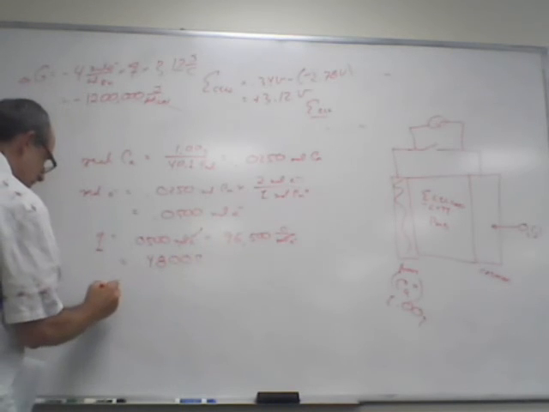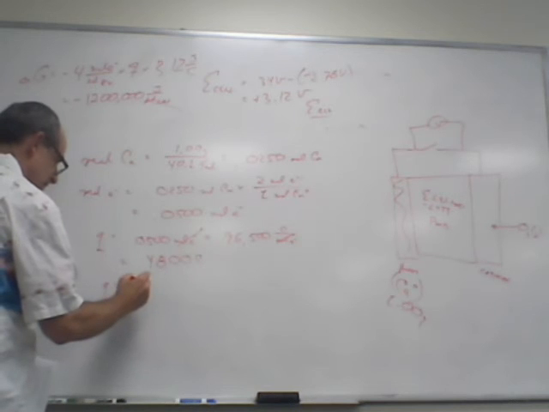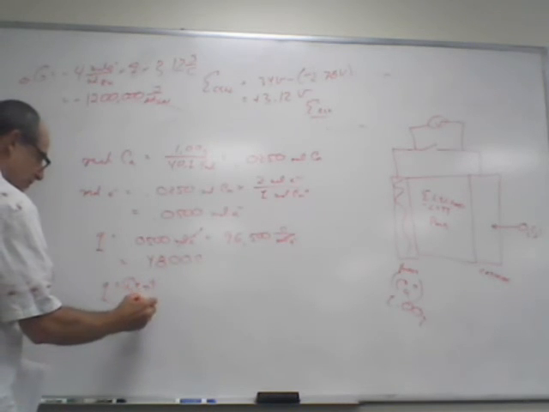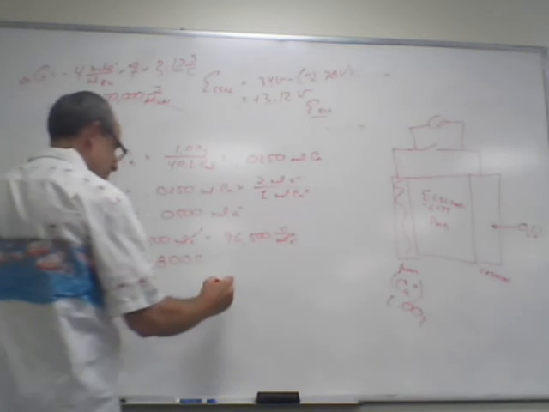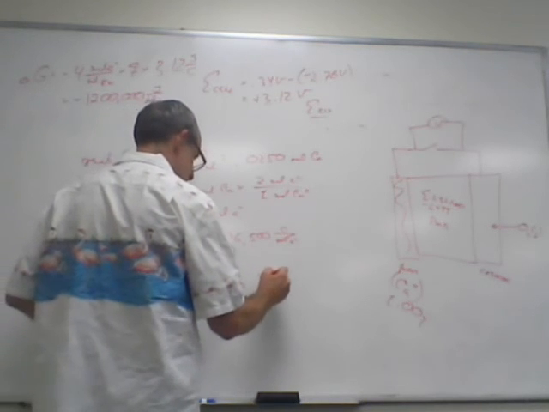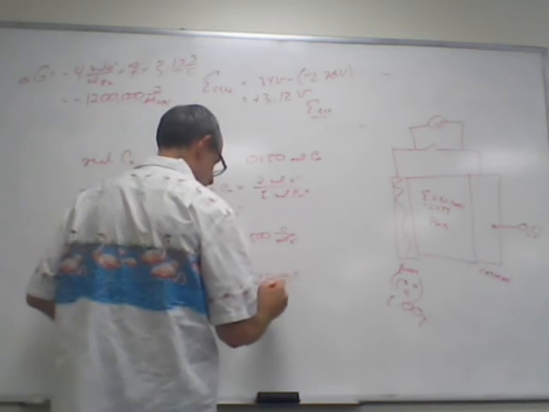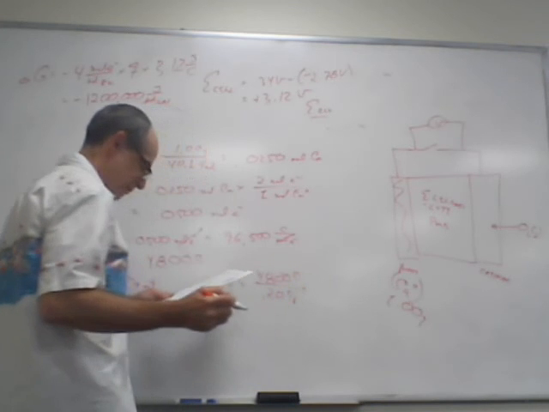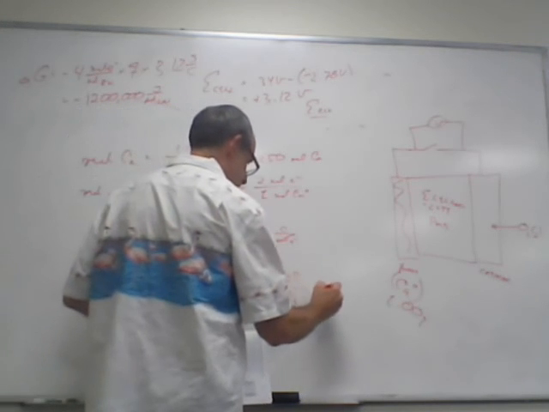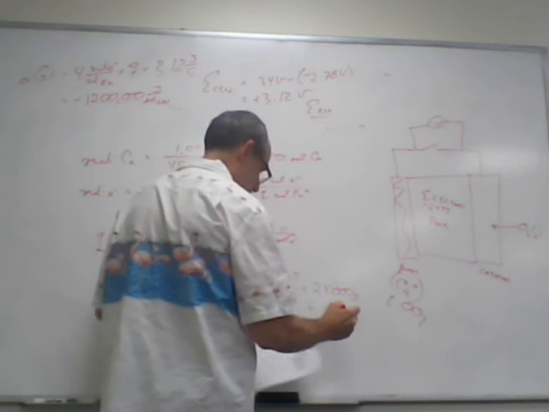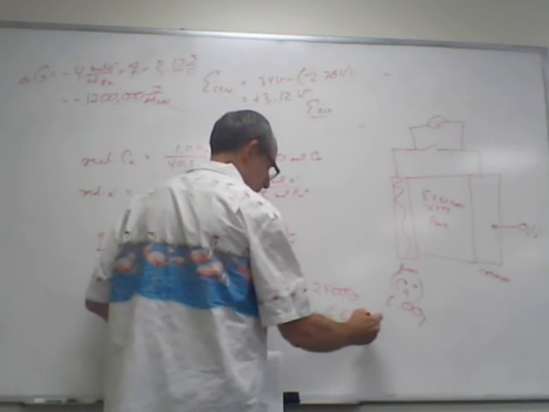And remember, Q equals current times elapsed time. We know the current here is 0.2 coulombs per second, so our elapsed time would be 4,800 coulombs divided by 0.2 coulombs per second, and that works out to 24,000 seconds, or about 6 hours and 40 minutes, 6.67 hours.